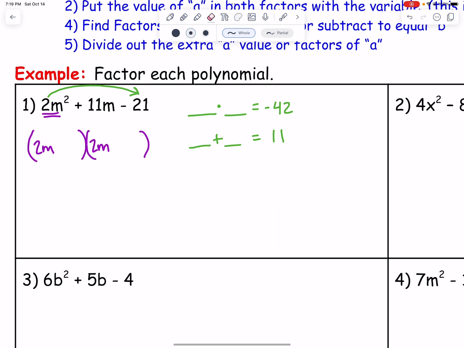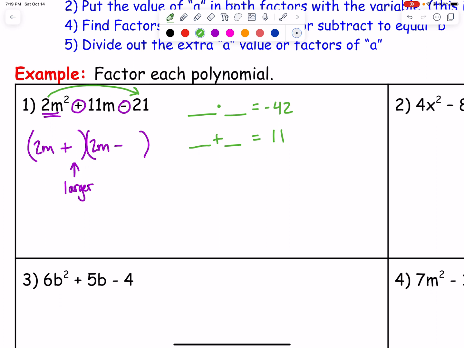We still need the m times the m because we do need m squared. And so that value is fine. We just have to divide out the extra value of 2. So let's take a look at the signs. We have a negative sign for the value of c. So that means our signs are going to be different. So we have one positive and one negative. And then the sign in the middle means our larger number is going to need to be positive.